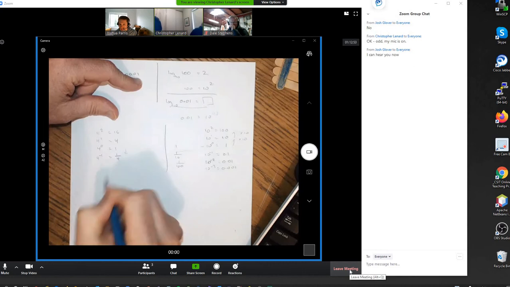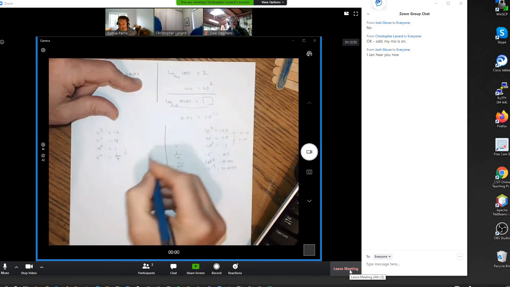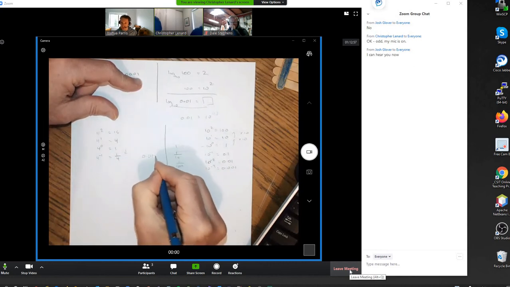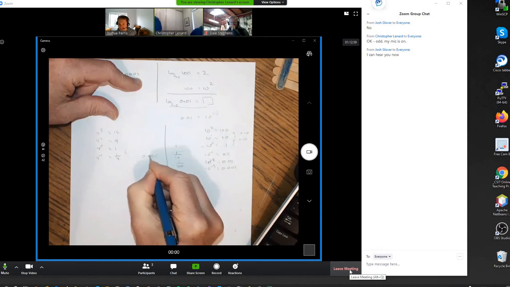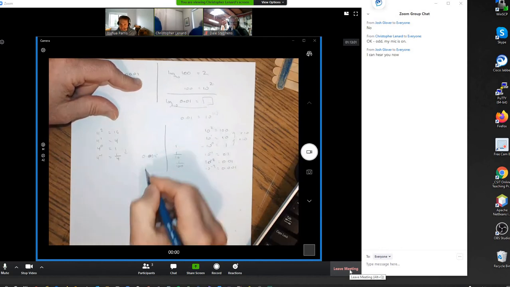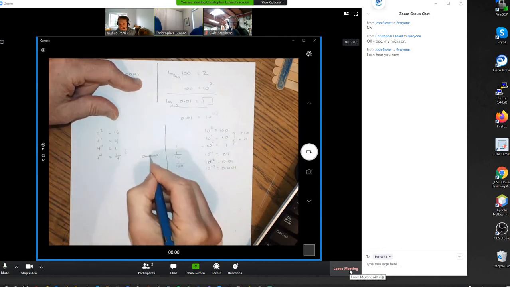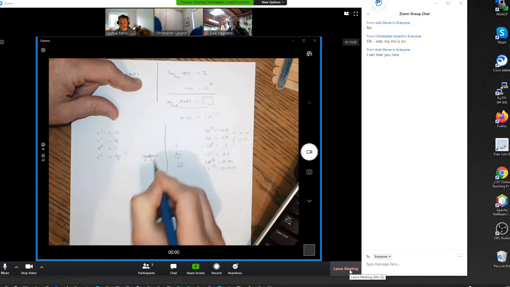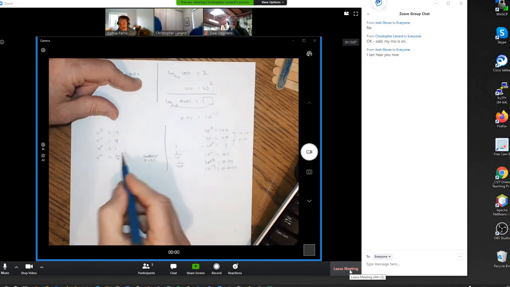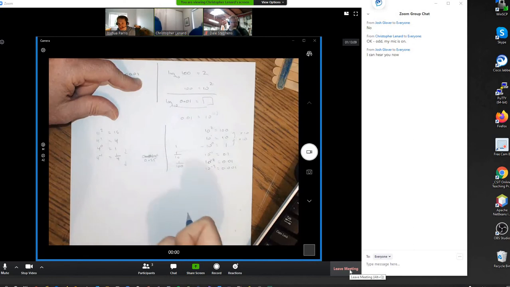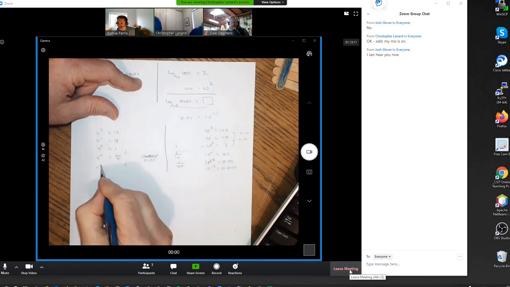over 4. Which we would write as a decimal as 0.4? I was close, but no, it's 0.25. So 0.25. The next one down is 4 to the minus 2.